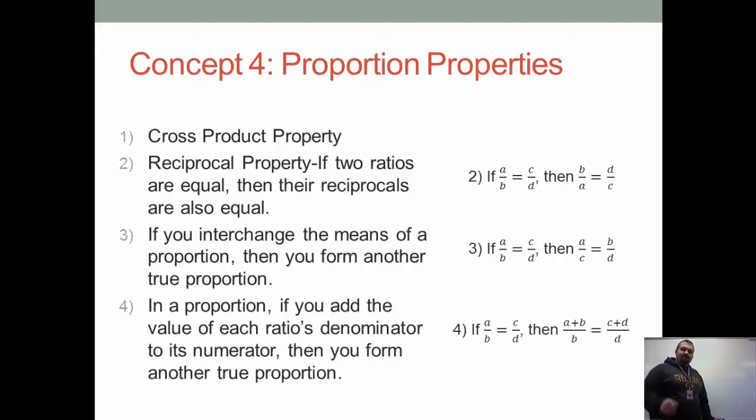Number 3, you can also interchange the means of the proportion. That means you can flip where the means are located and you will get another true proportion. And then the last one, I can take the denominator and add it to the numerator, and that is another true proportion. Let me use those 3 properties in an example.